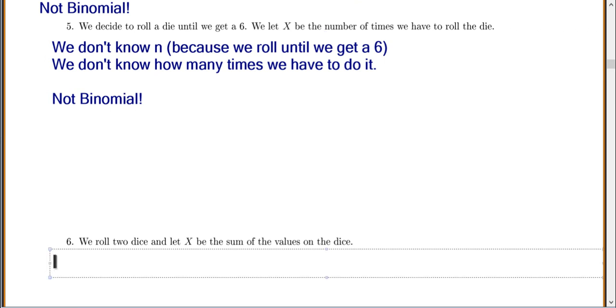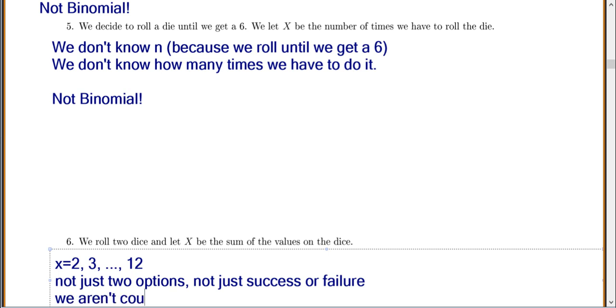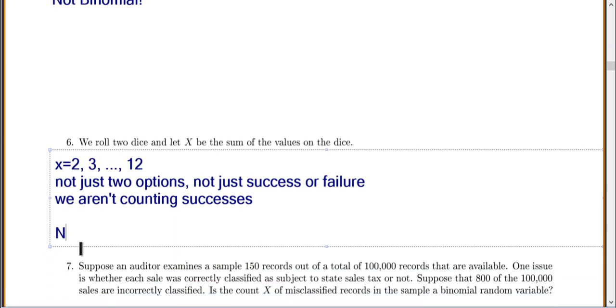Let's try the next one. We roll 2 dice and we let x be the sum of the values on the dice. If you roll 2 dice, what are your possible values? x could be a 2 or a 3, all the way up to 12. Those are possible values. But does this sound like we just have 2 options of success or failure? No, not just success or failure. And specifically, we aren't counting successes. Binomial always lets you count the successes. So this one again would be not binomial.